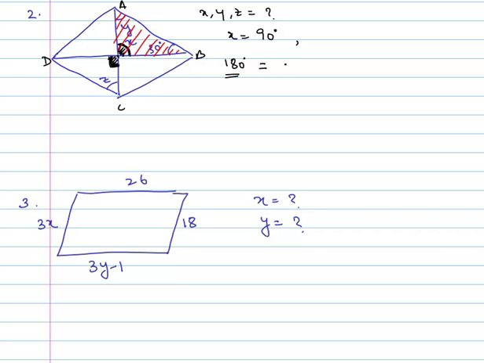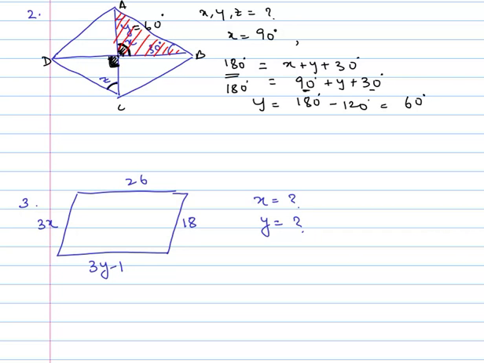Now 180 degrees will be equal to x plus y plus 30 degrees, right? So this is x, we know x is 90 degrees, plus we don't know y, and this is 30 degrees. We will solve this equation. This is a linear equation with one unknown value, y. So y will be equal to 180 degrees minus 90 plus 30, which is 120 degrees. So it is 60 degrees. Now the value of y comes out to be 60 degrees.